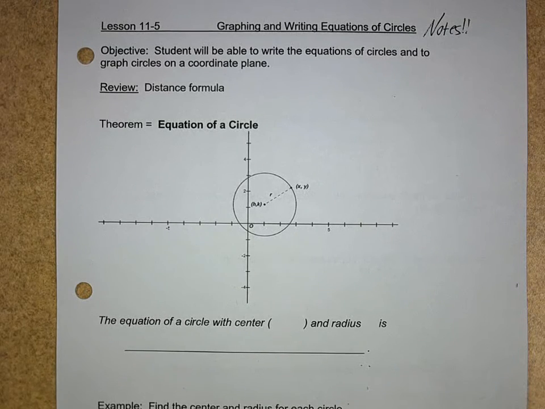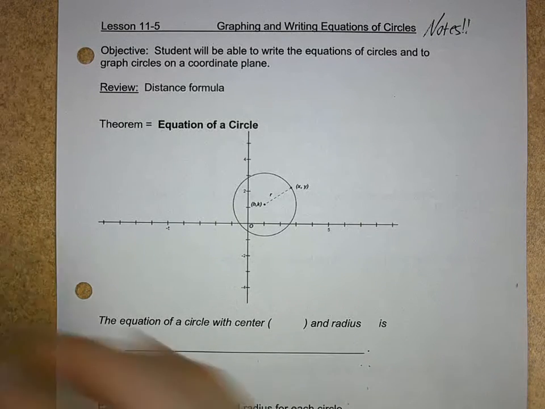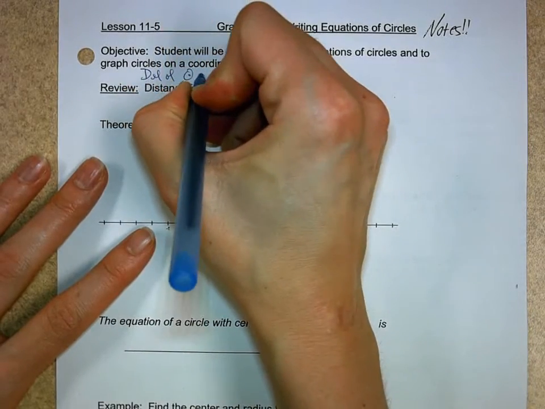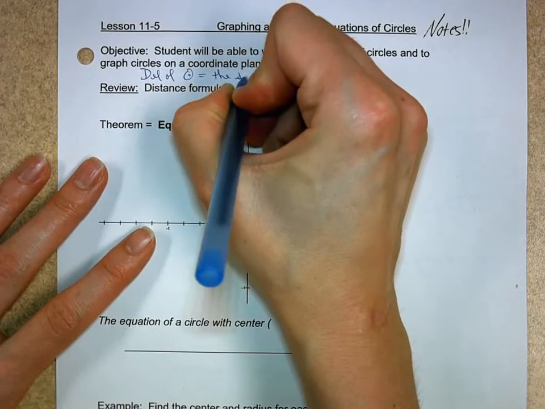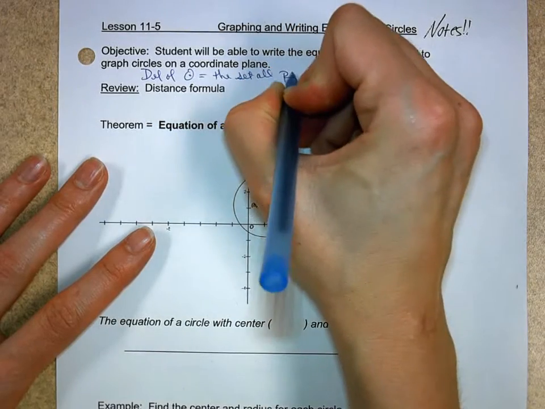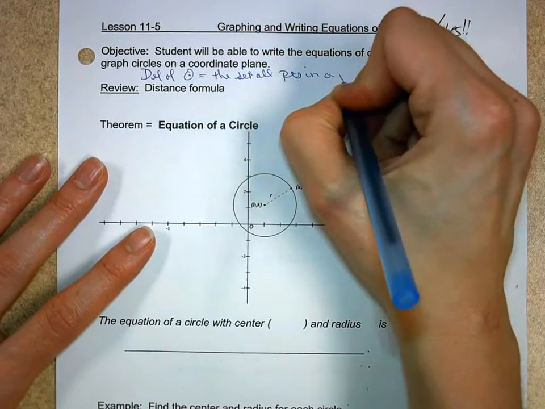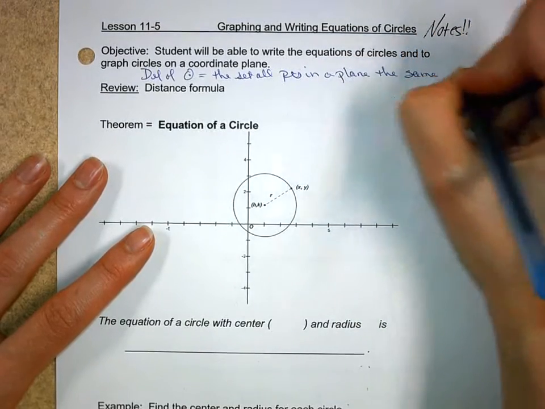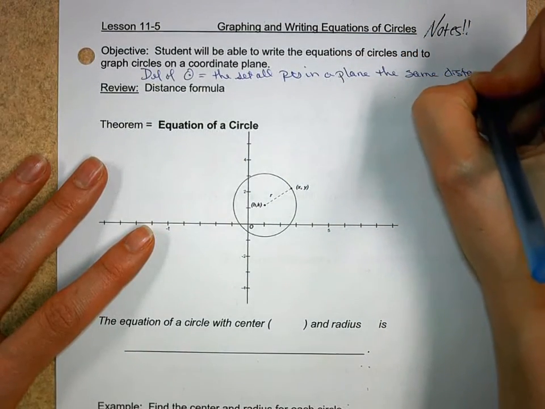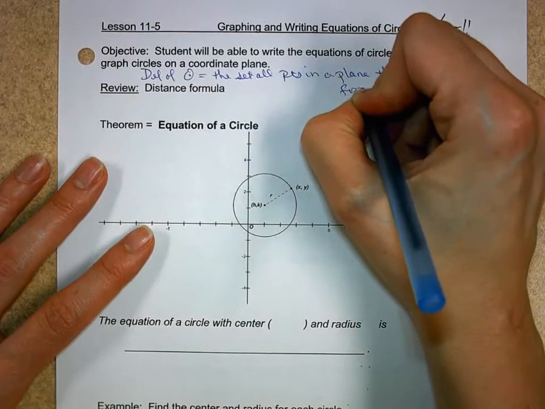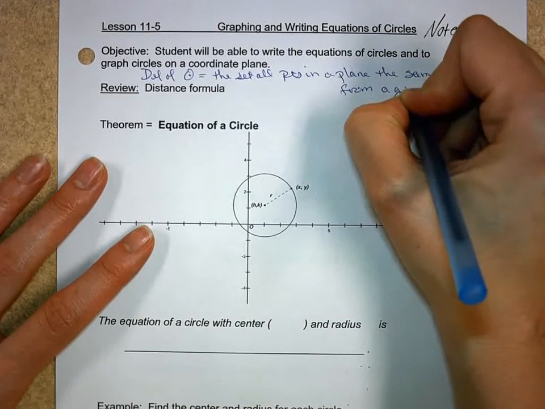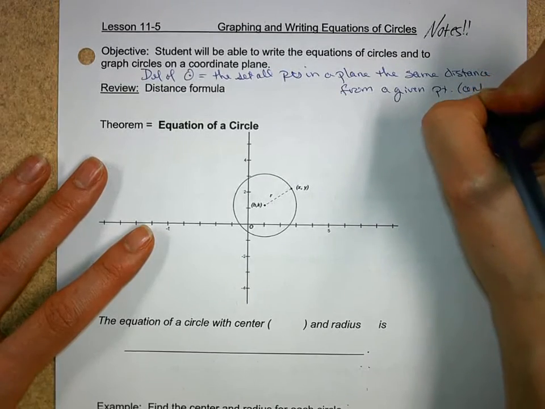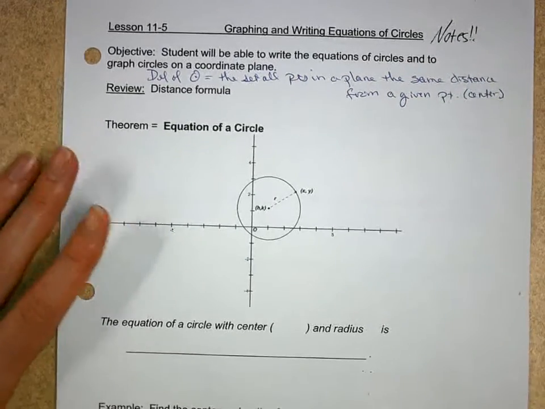All right, quick review, a couple things. What's the definition of a circle? All right, the definition of a circle is what? The set of all points in a plane the same distance away from a given point. Okay? Now that given point we called the center. Alright? And that point, no big deal, we've talked about it a lot.